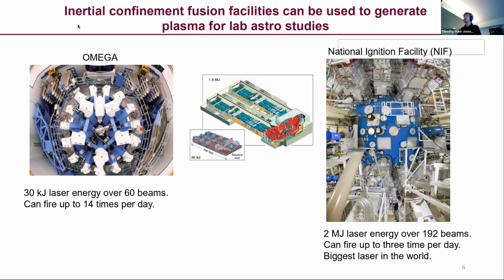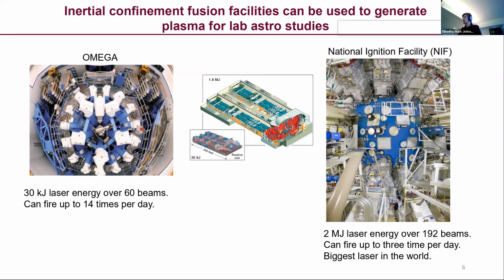So we use inertial confinement fusion facilities because they let us generate plasmas for these laboratory astrophysics studies. There's two main laser facilities that we use for this work. We have the Omega Laser Facility on the left-hand side and the National Ignition Facility on the right. Omega is located at the University of Rochester in Rochester, New York, and it has a total of 30 kilojoules of laser energy and a total of 60 laser beams. And this one can fire up to 14 times per day.